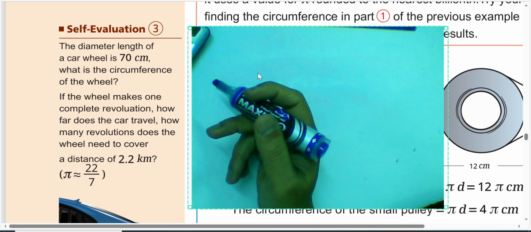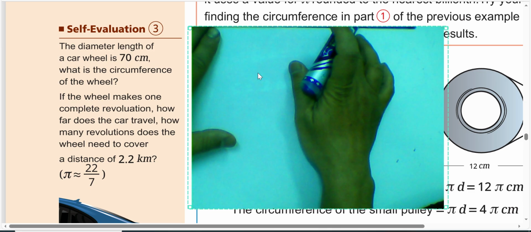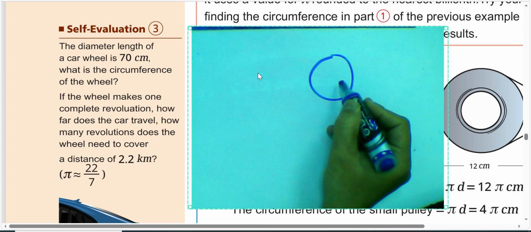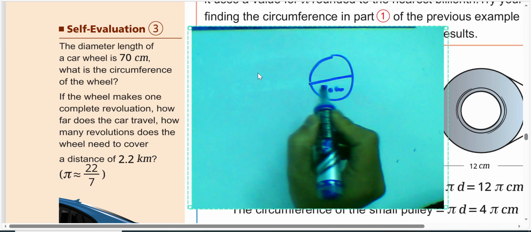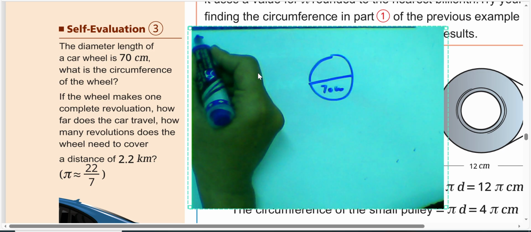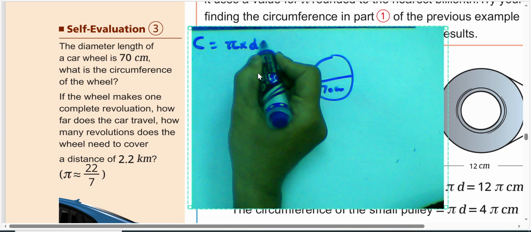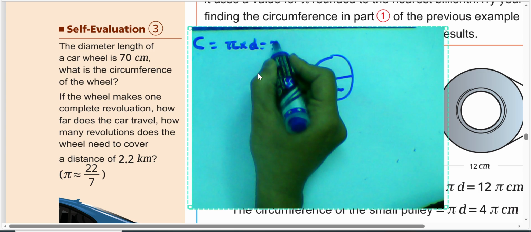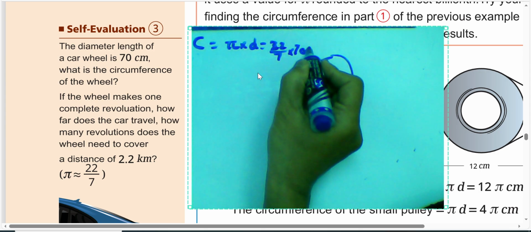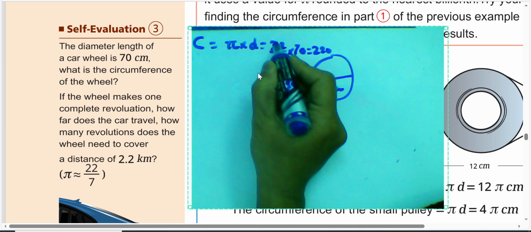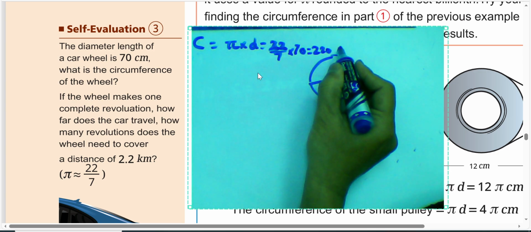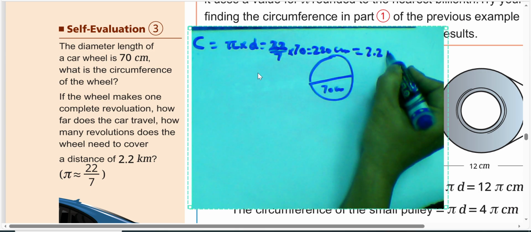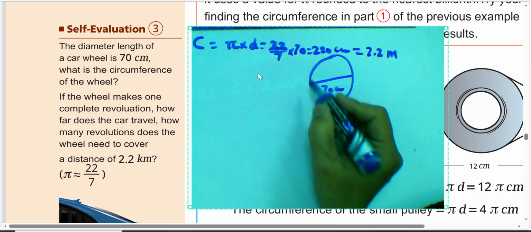The diameter length of the car wheel is 70 centimeters. What is the circumference of the wheel? We can find the circumference equals pi times d. Pi we can write as 3.14 or 22 over 7, multiplied by 70. The result will be 220. 22 over 7 times 70 equals 220 centimeters. We can convert to meters by dividing by 100. It will be 2.2 meters, the circumference of the wheel of the car.